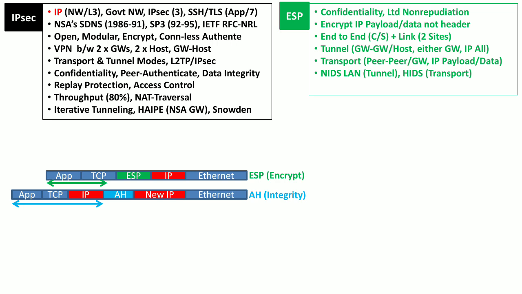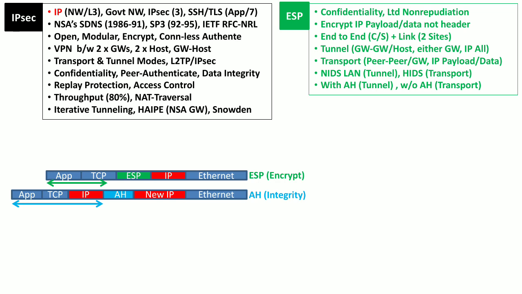Now, a network intrusion detection system, or NIDS, can monitor the traffic on the LAN before it is tunneled, and after it is tunneled, NIDS cannot monitor this traffic. And in transport mode, since it is end-to-end encryption, we use a host-based intrusion detection system on the host after the traffic is decrypted at the host.